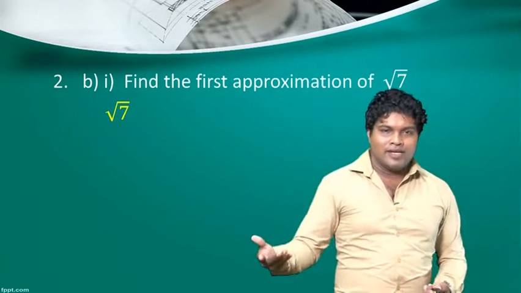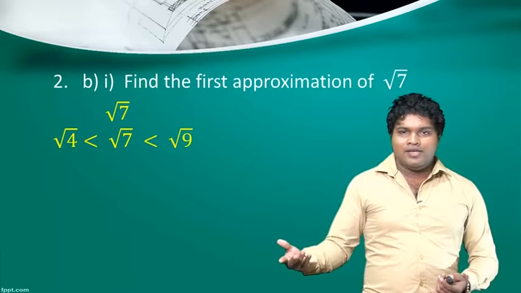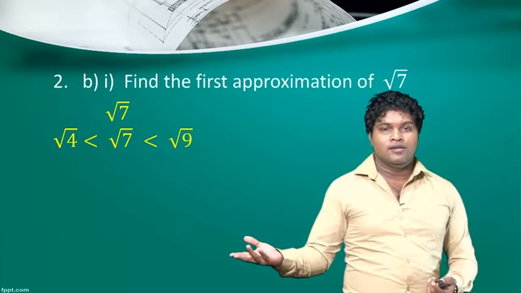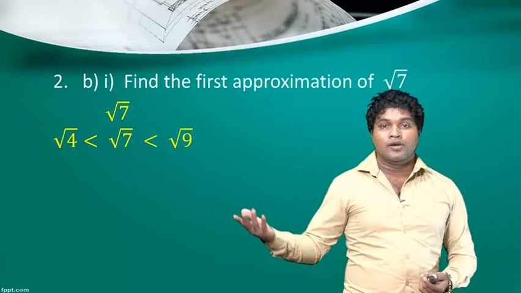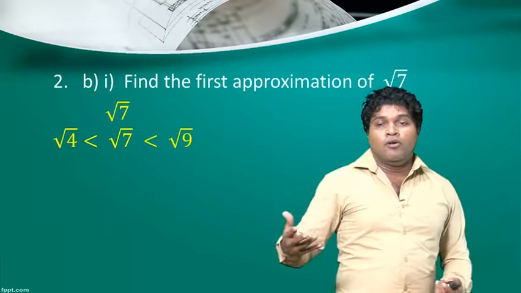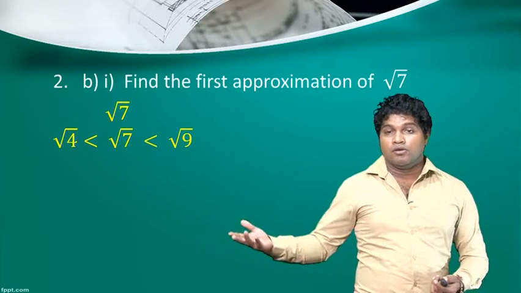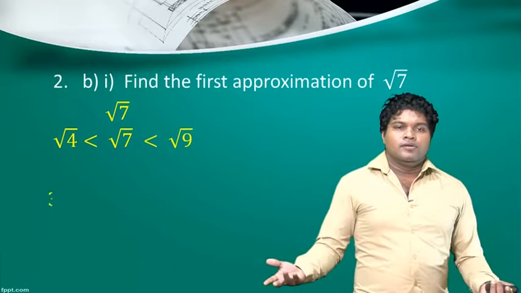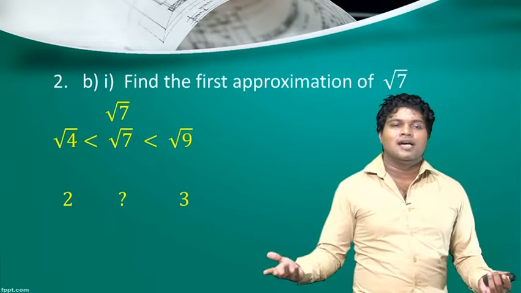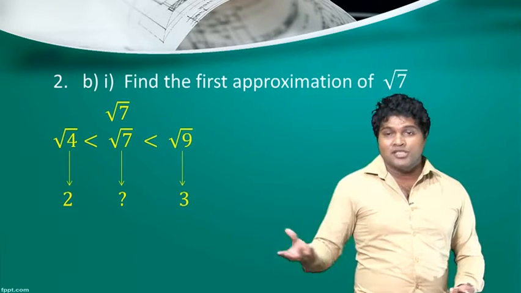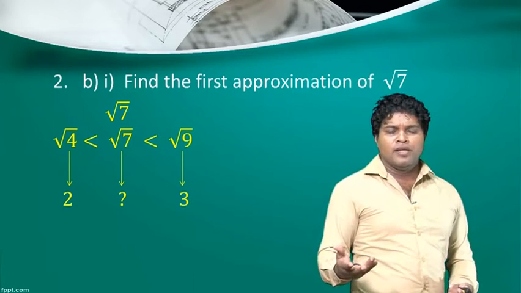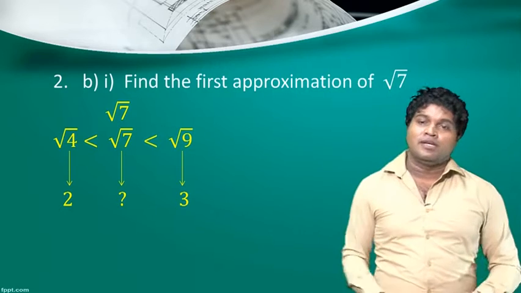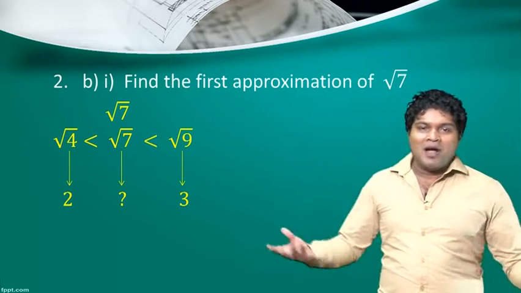Then root 7 lies between root 4 and root 9, we can say. It's totally correct. Because what we know is root 4 is 2 and root 9 is 3, but root 7 we don't know. Therefore, we have to guess the answer. That is called approximation, a close value. Square root 4 gives 2, square root 9 gives 3, but square root 7 gives none. But how do we get the answer?